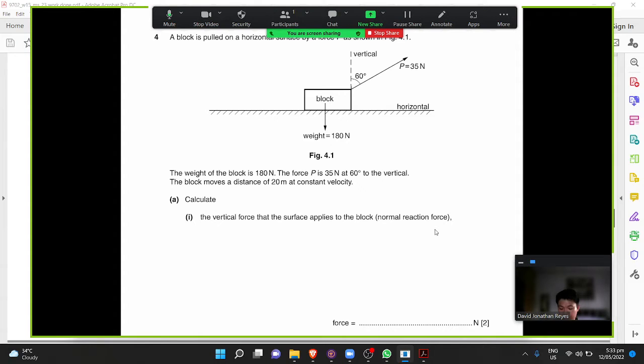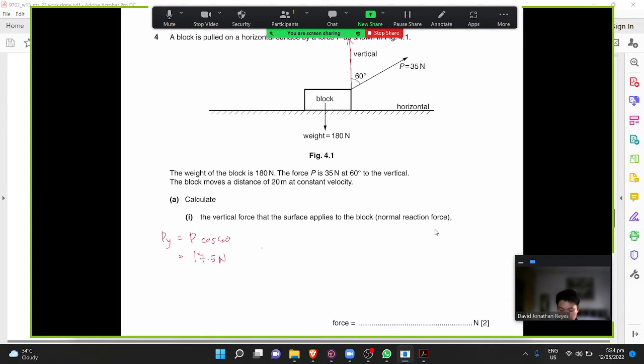So if this is your vertical component, that's 60 degrees, then it's just correct to say that's, I'll call it Py, vertical. P cosine 60. That gives you 35 times cosine 60. That gives you 17.5. So from there, we can now solve for the vertical component from the surface.